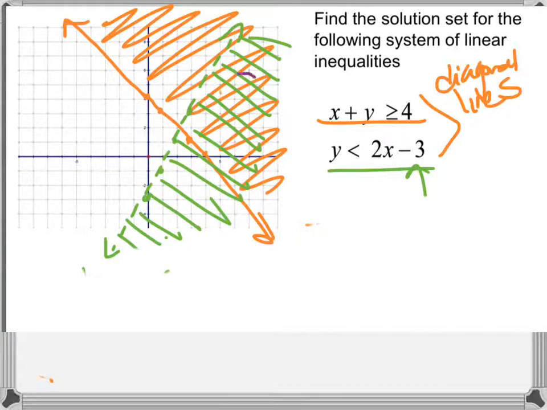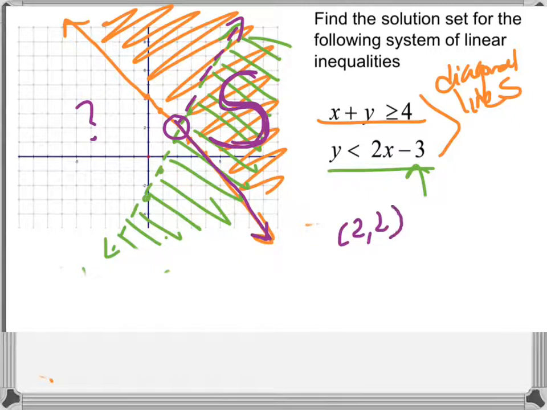All right, so here is my solution right here. Okay, and it's bounded by this dashed line and this solid line right here. Now always label your solution with an S. That's something that you need to do for the regions. My question is, is that a solution? So that point is (2, 2). So let's check it out here.